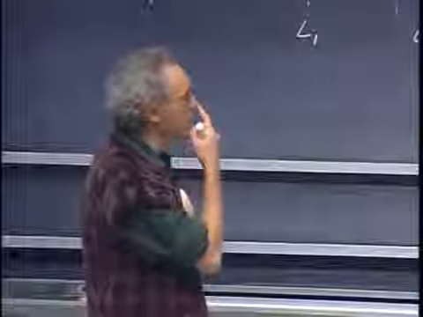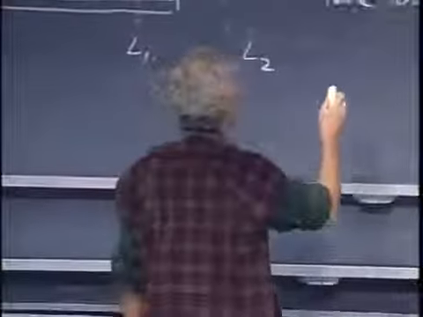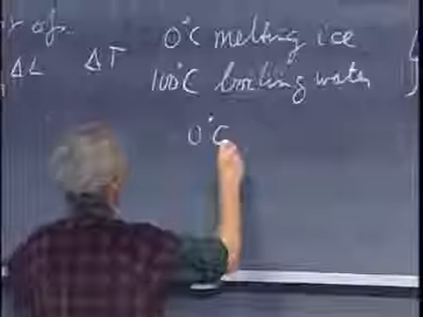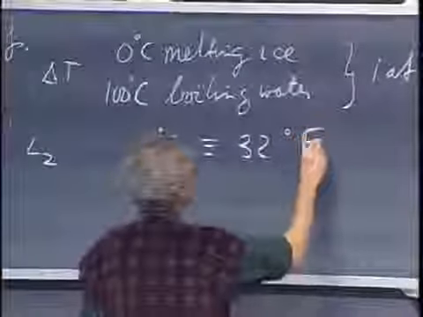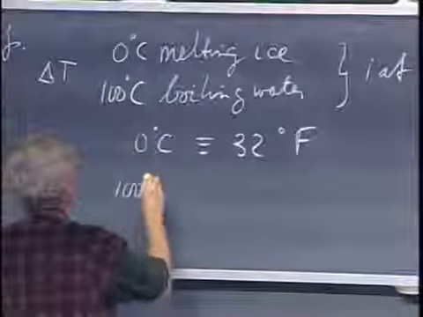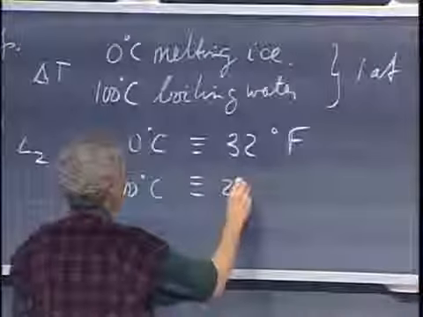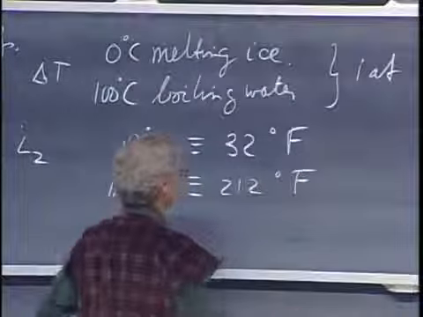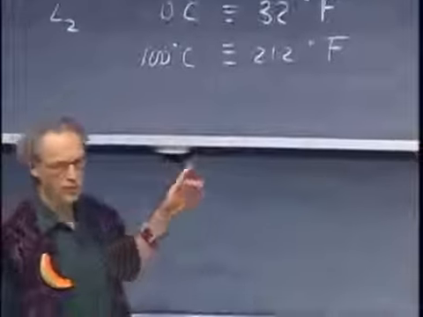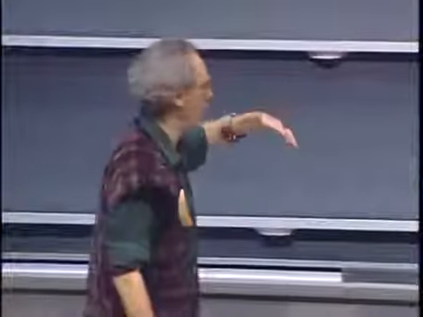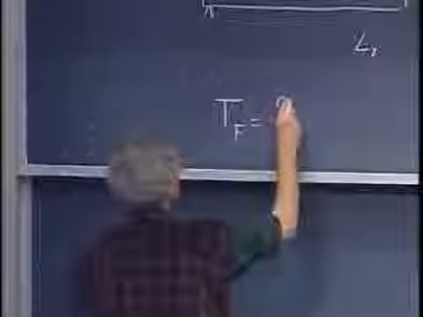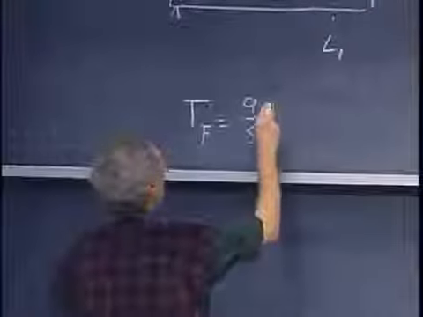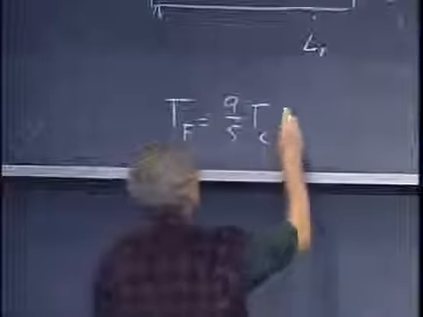It has been redefined now in such a way that 0 degrees centigrade is 32 degrees Fahrenheit, and 100 degrees centigrade is 212 degrees Fahrenheit. So if you want to convert from Fahrenheit to centigrade or the other way around, then the temperature in Fahrenheit is 9/5 times the temperature in Celsius plus 32.